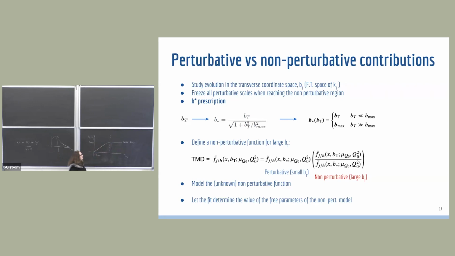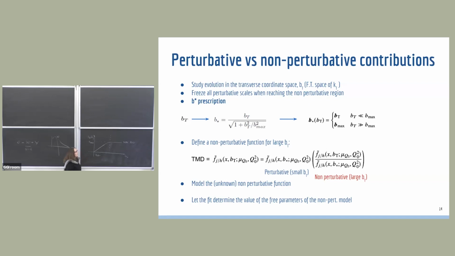And then you take your TMD and you evaluate it at some fixed scale. This is the renormalization scale and the value of Q0. And you multiply and divide, sorry, you take your TMD and you divide and multiply by the same TMD computed at b*, okay?